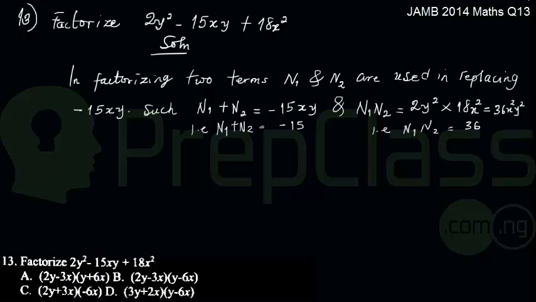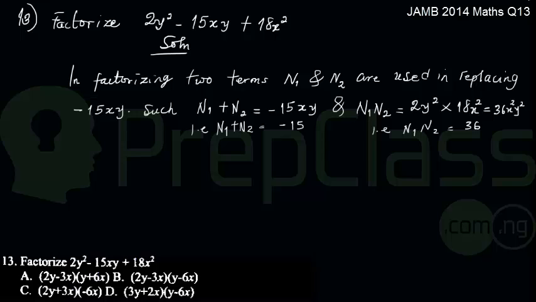We are currently on question number 13. Question number 13 says factorize 2y squared minus 15xy plus 18x squared. In factorizing, we need two terms n1 and n2, which will be used in replacing minus 15xy.